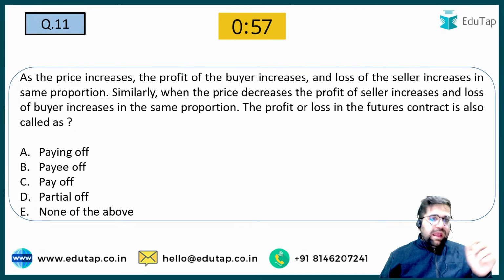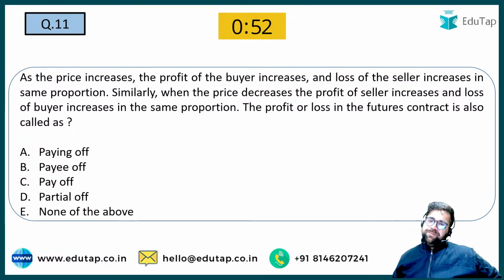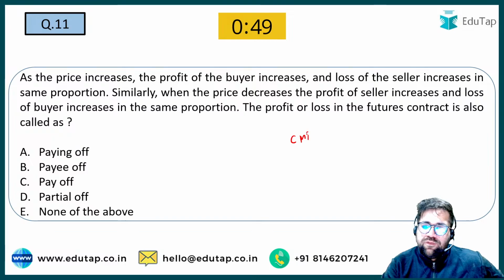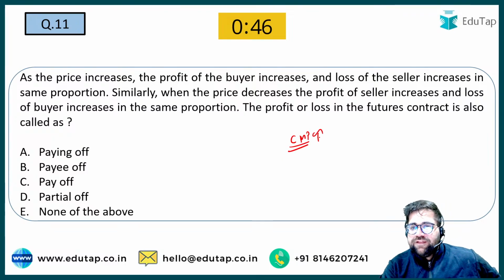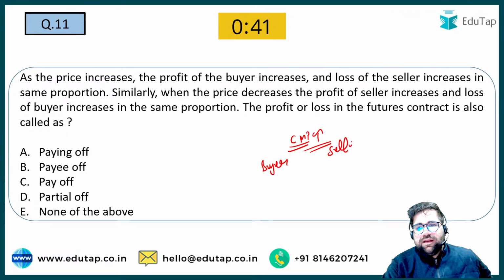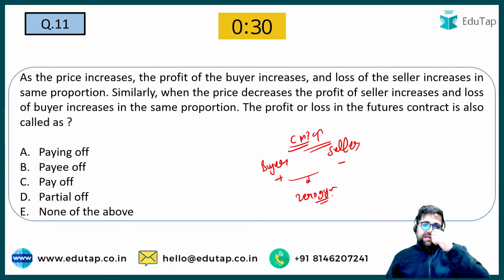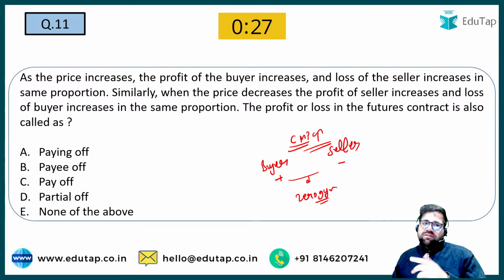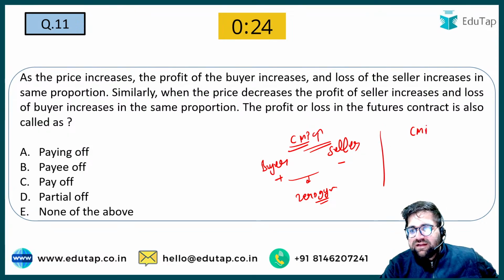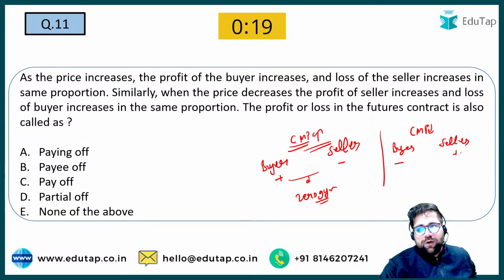Question number 11. As the prices increase, the profit of the buyer increases and the losses for the seller increase in the same proportion. Now we all know that in your futures, and I would say forwards, if the current market price is increasing, definitely our buyer is in profit and seller is in losses. One party profit, another party is having losses. This exactly is the concept of zero sum game. Okay. Similarly, when the prices decrease, the profit of seller increases and the losses of buyer increase. Now, if I say that the prices are decreasing, definitely buyer is in losses and seller is in profit, right?